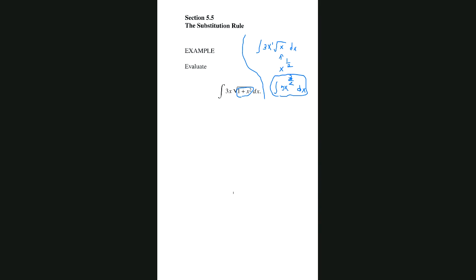But we don't have an x under the square root. We have a 1 plus x squared. So we're going to let u equal 1 plus x squared. So let's go ahead and do that. Now, when we let u equal 1 plus x squared, we're making a change of variable. We're doing a substitution. We're going to convert this integral with respect to x to a new integral with respect to u.